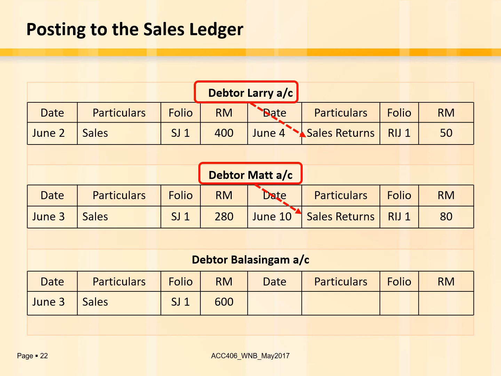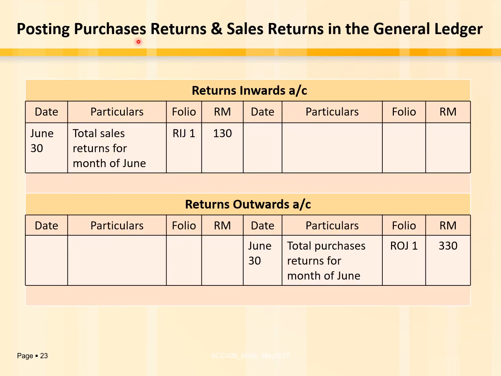Okay. Right. And then this is purchases return and also sale return. Kita nak post kepada GL, General Ledger. So these are the return inwards. These are the return outwards. So you kena totalkan semua return. So postlah kepada General Ledger. So this is total returns for the month of June. This is return on purchases for the month of June.